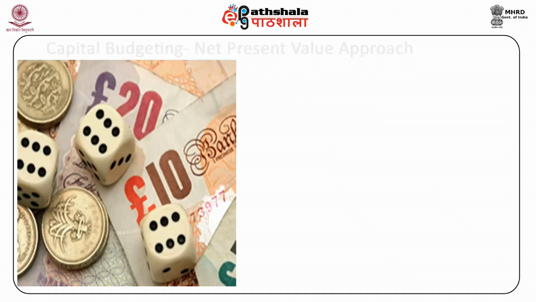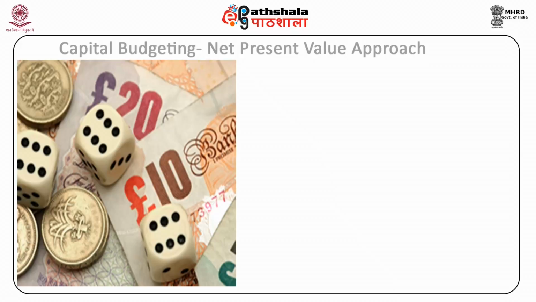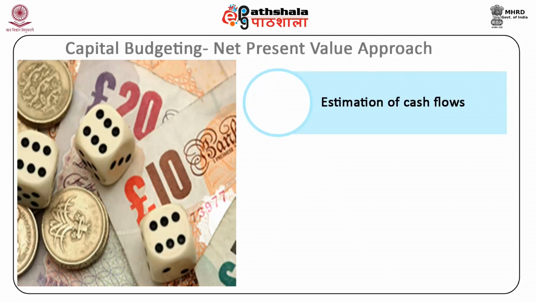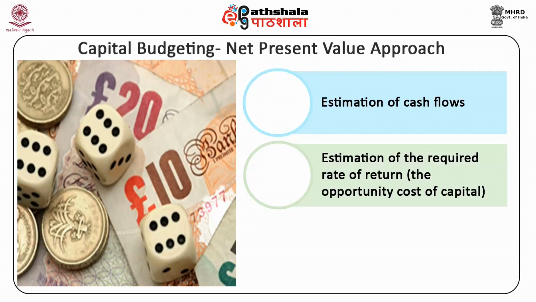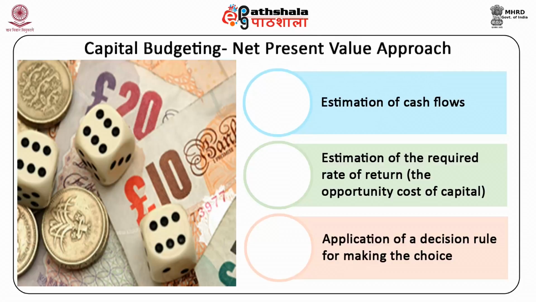Three steps are involved in the evaluation of an investment proposal. These are estimation of cash flows, estimation of the required rate of return, that is the opportunity cost of capital, and application of a decision rule for making the choice. Two popularly used discounted cash flow techniques are net present value and internal rate of return, or IRR. Both techniques discount the project's cash flow at an appropriate discount rate.